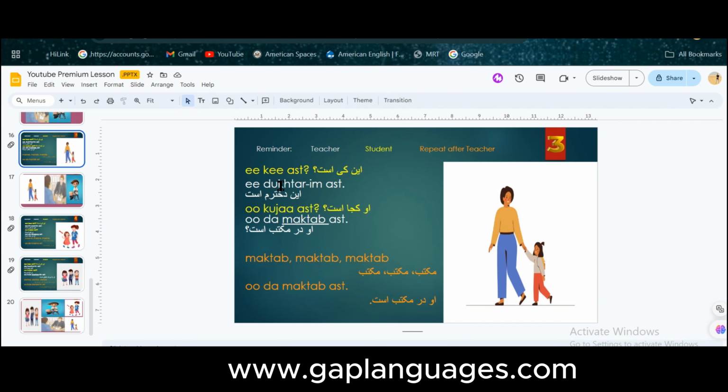Okay, now this one. ای کی است. ای دخترم است. So if I say ای کی است, ای دخترم است, this is my daughter. Now if I say او کجا است, where is he? او کجا است. او در مکتب است. He is at school. مکتب is school.